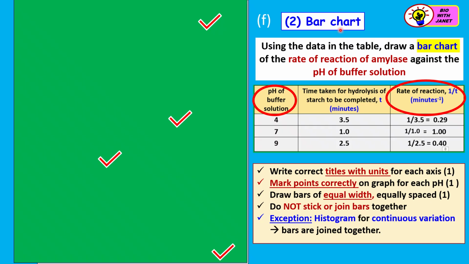Now, how about a bar chart? Let's say a question is: using the data in the table, draw a bar chart, not a graph, of the rate of reaction of amylase against the pH of the buffer solution. Your two titles are still the same, but now you are drawing a bar chart. It's different. Try to draw the bar chart based on the data here, and then we will discuss this.